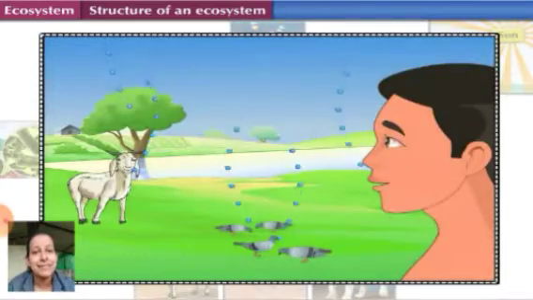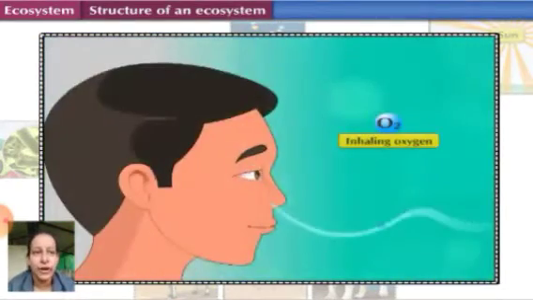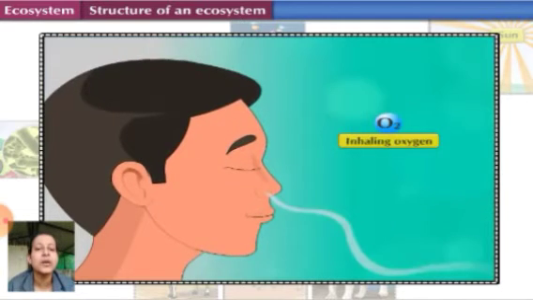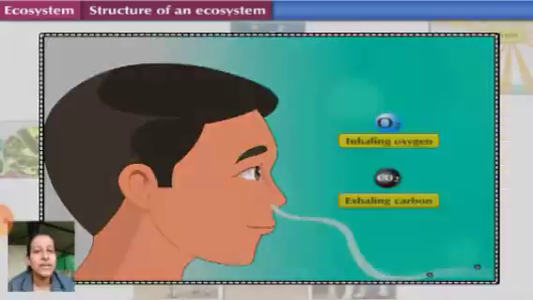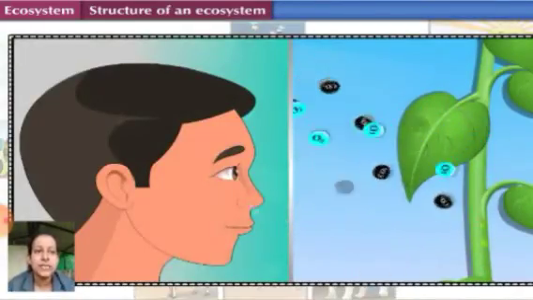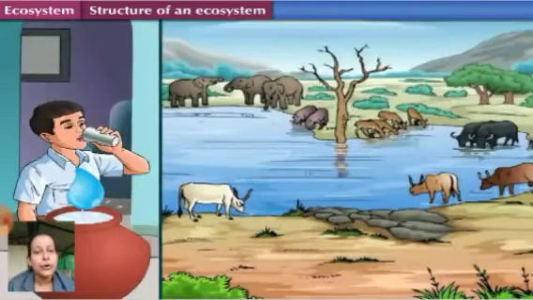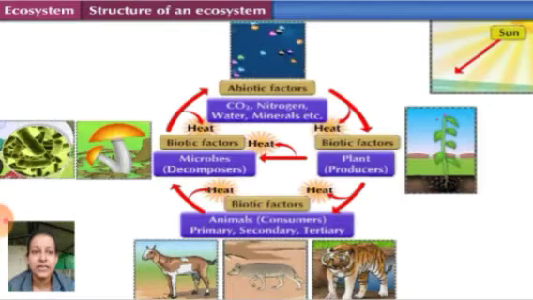Also, like the plants, even the animals require some of the abiotic factors. For example, they require oxygen to inhale, and carbon dioxide is given out as a product of respiration, right? The same carbon dioxide is taken up by the plants. Also, the second abiotic factor is water, which is very essential for all the living organisms. So not only oxygen but even water.